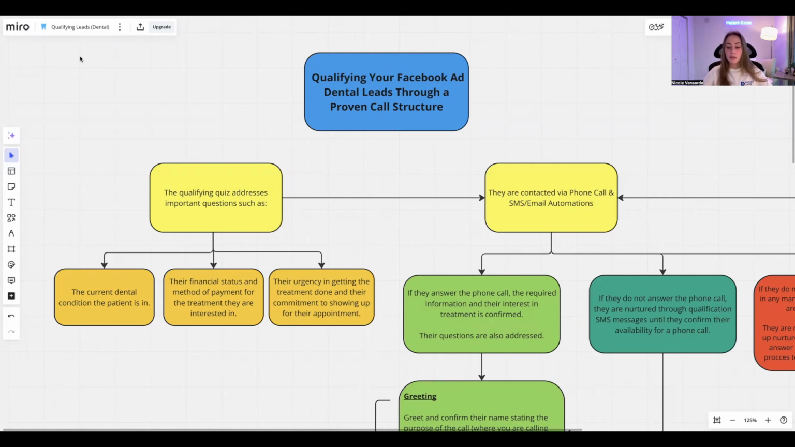So at this point, the lead has obviously entered into your lead management system, meaning they have already gone through the qualification quiz. Prior to calling the lead, you will want to pull up their quiz answers so that their answers can be confirmed during the phone call.